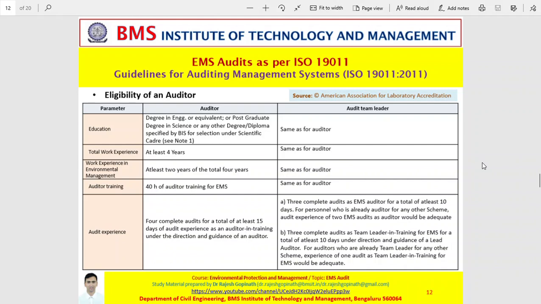Now when it comes to an audit team leader, this person also should have had at least 3 complete audits as an EMS auditor, which accounts to about 10 days. But apart from this, the team leader should have also undergone 3 complete audits as a team leader in training for at least a total of 10 days. Both of these experiences are well within and under the directions of a superior who has more experience in this regard. Now let's move on to slide 13.